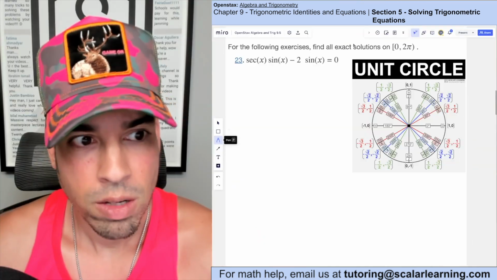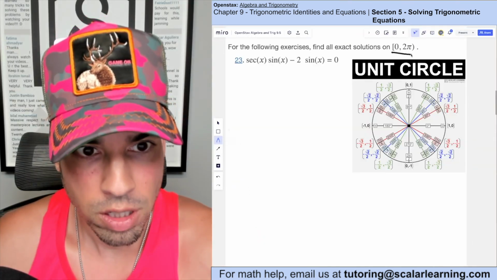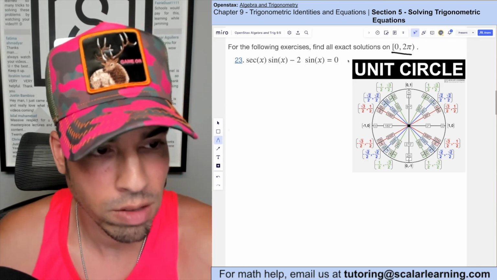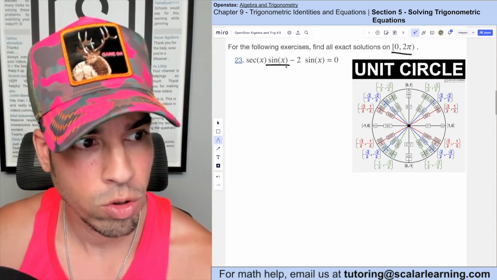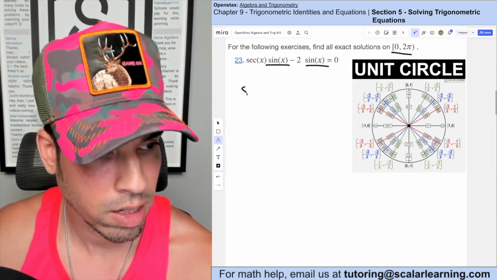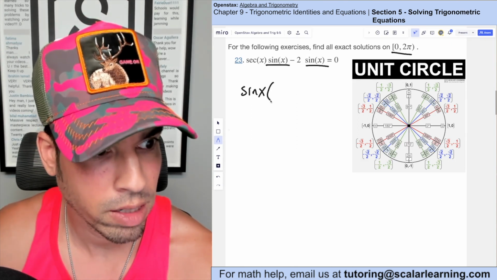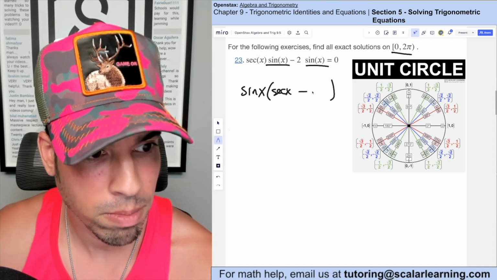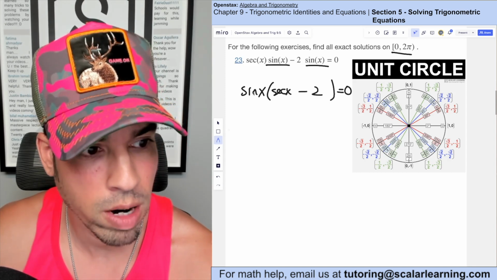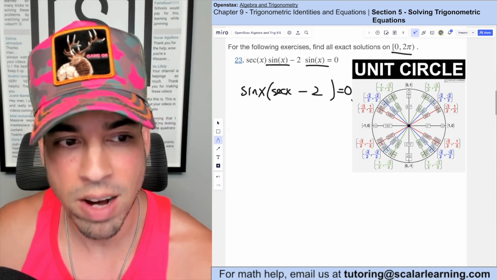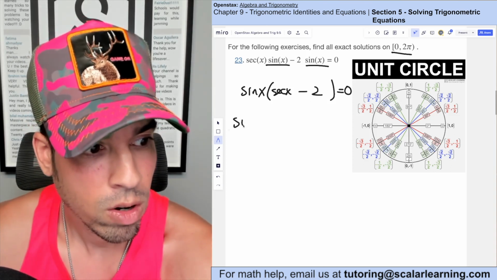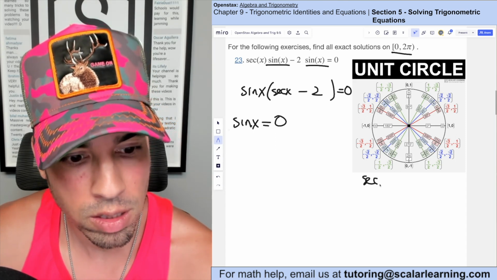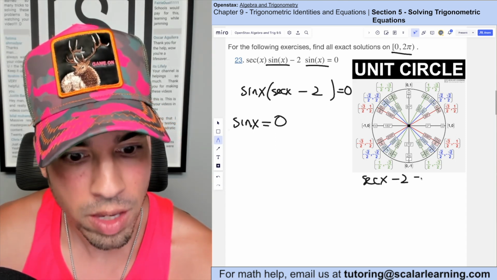Done. For the following exercises, find all exact solutions on 0 to 2 pi. So we've got secant of x sine of x minus 2 sine of x equals 0. So first, I'm going to factor out sine of x. I see I have sine of x in both spots. So I have sine of x times secant x minus 2 equals 0. This is great because now I have two viable possibilities. I have when does sine of x equal 0, and also when does secant x minus 2 equal 0.